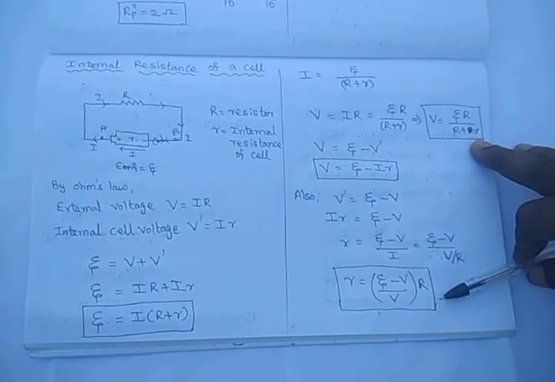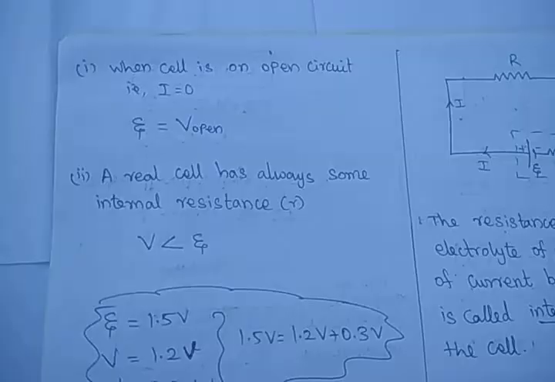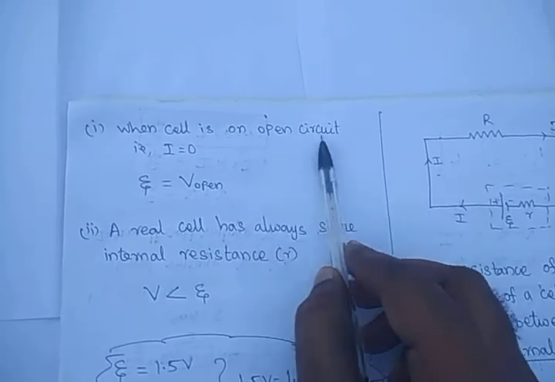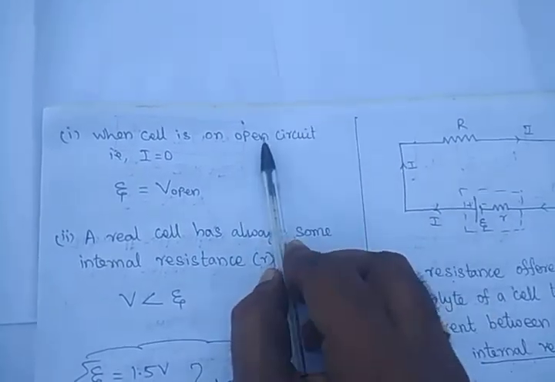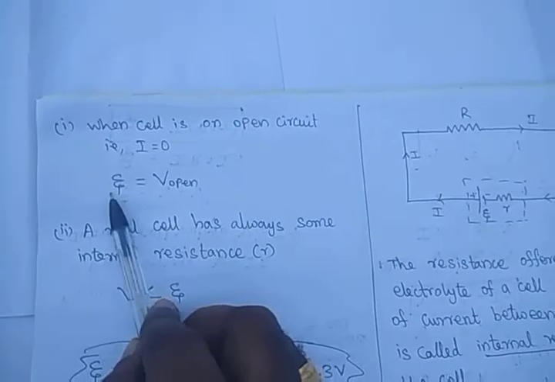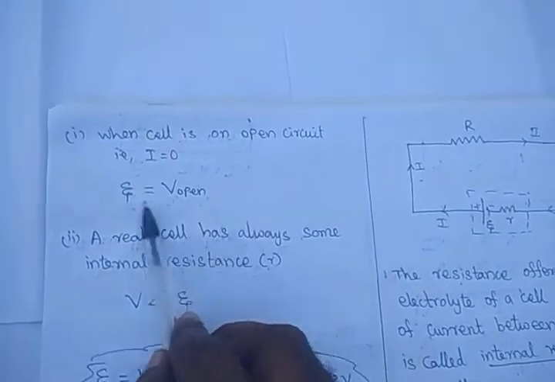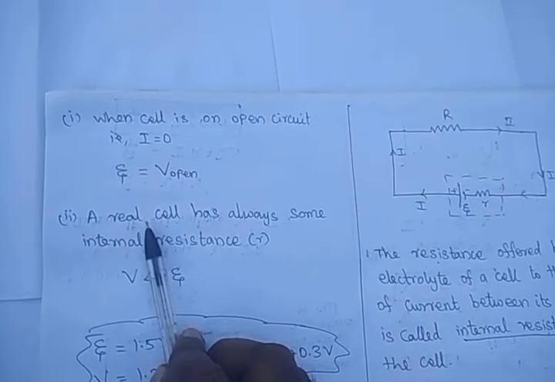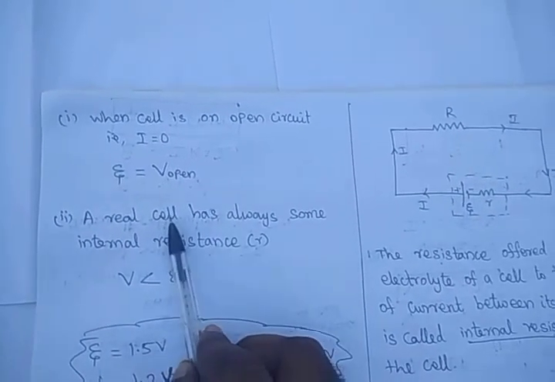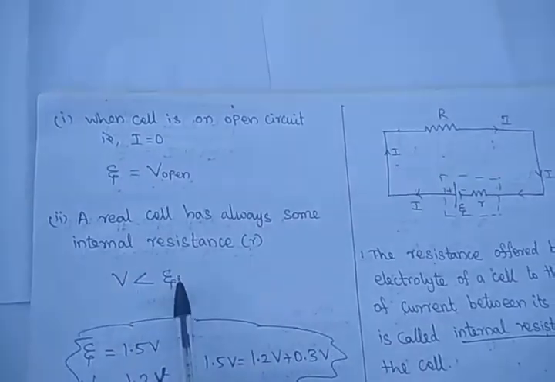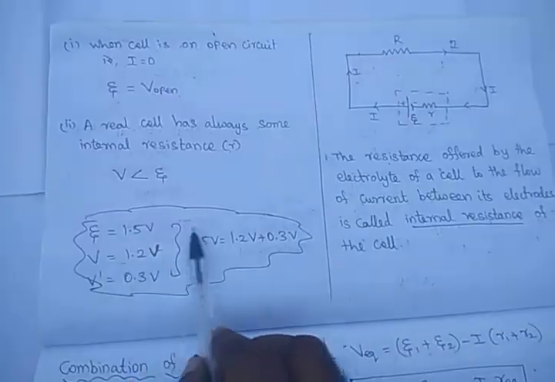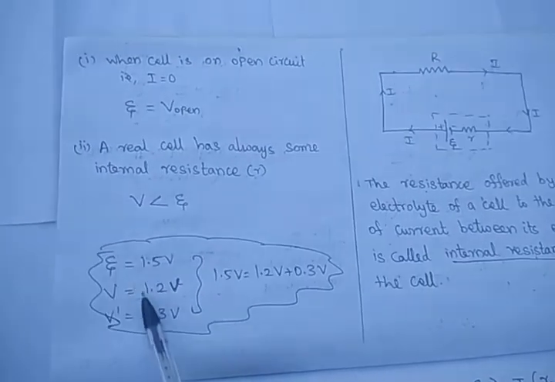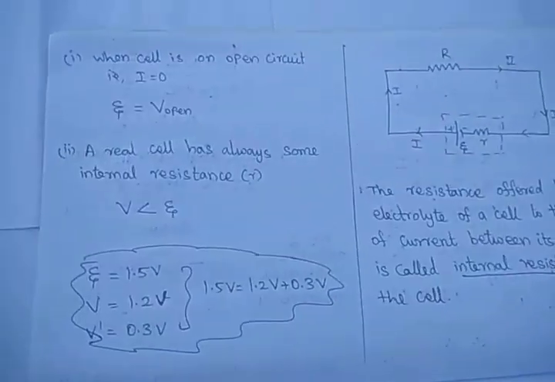Yes. Next we are going to see the combination of cells. Before going to the combination, as I already told, for an open circuit, if the key is switched off, EMF is equal to the open voltage, that is 1.5 volts. If you connect an external resistor and the switch is on, what will happen? The external voltage is always less than the EMF. That is explained here: E is equal to 1.5, external voltage is 1.2. So the external voltage is always less than the EMF of a cell.